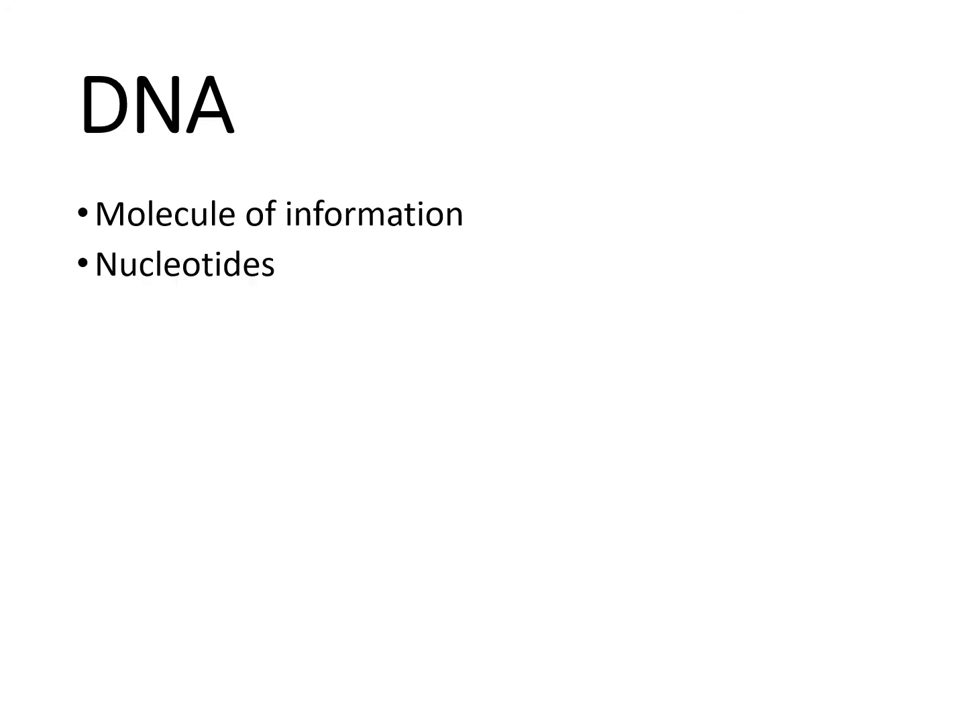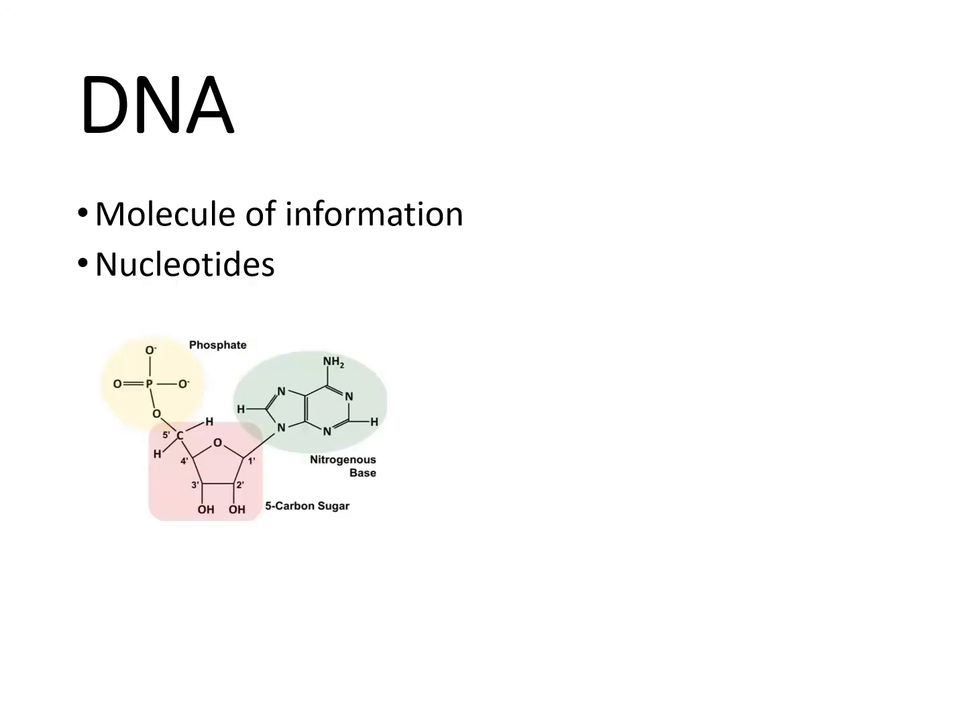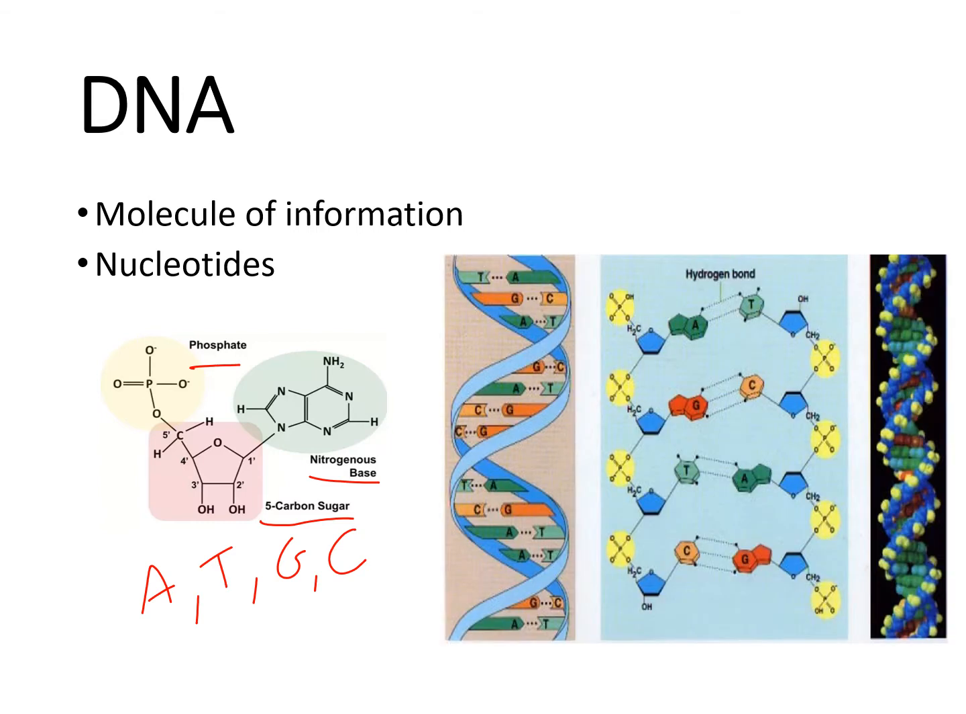DNA is composed of nucleotides, and every nucleotide has a phosphate group, a sugar, and a nitrogenous base. And in DNA there are 4 nitrogenous bases: adenine, thymine, guanine, and cytosine. The basic structure of DNA is a double-stranded helix.